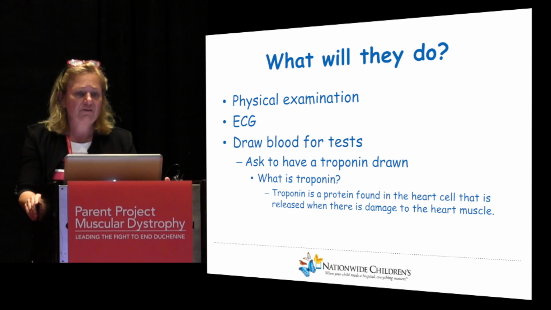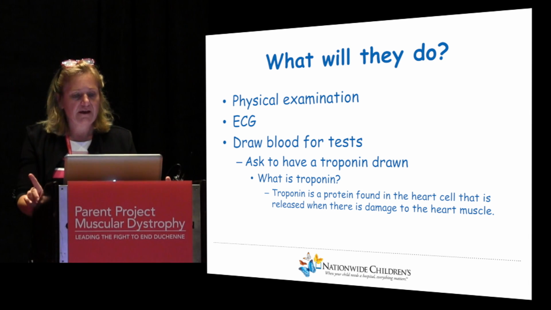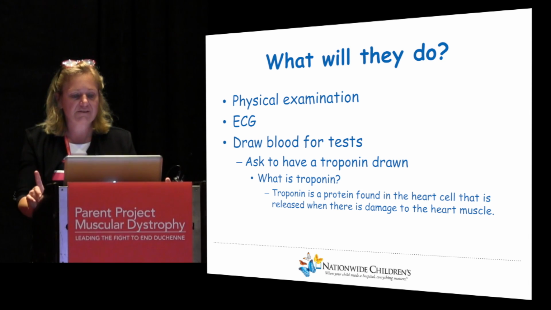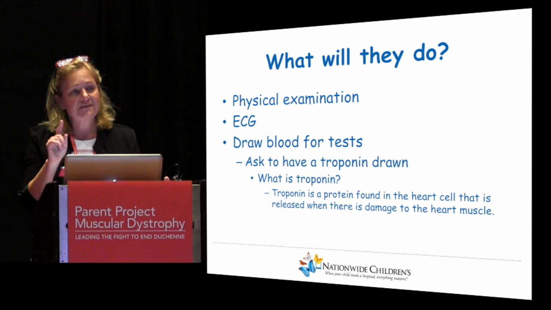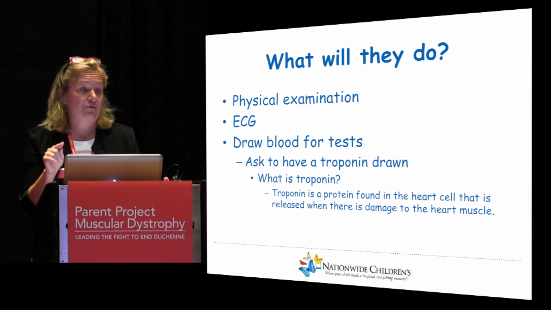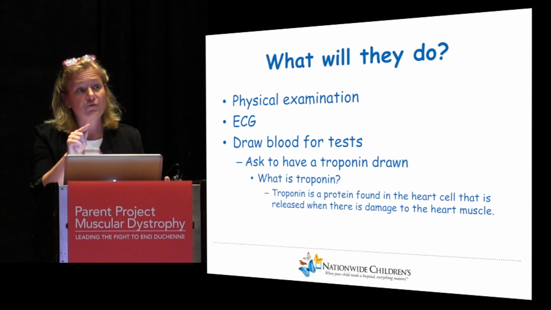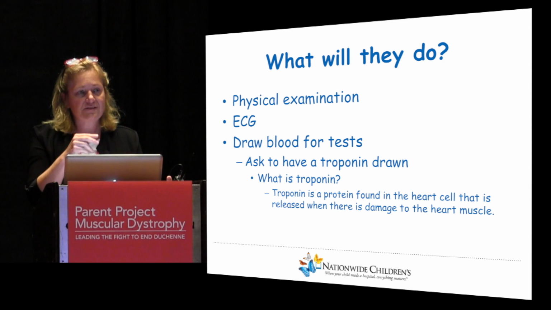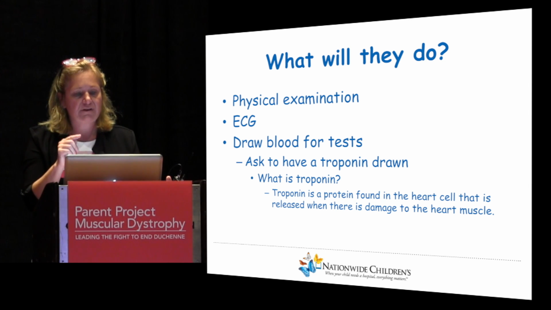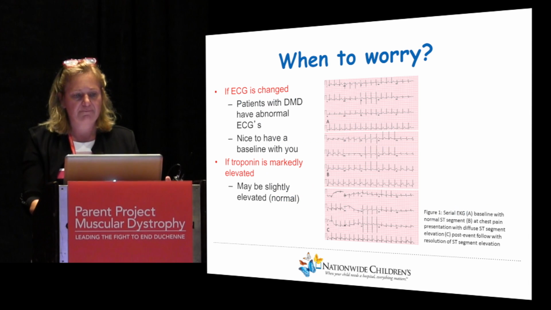So what will they do? They'll do a physical exam. We'd like them to get an electrocardiogram. We'd also ask them to draw blood for tests. And I would specifically ask to have a troponin drawn. And so what is troponin? Troponin is a protein found in the heart cell that is released when there is damage to that heart muscle. And so this is a protein that's specifically drawn in patients who they do think are having a heart attack, or they do think are having some sort of injury to their heart muscle. So I think the things that you'd want are an EKG and a troponin level drawn, and you want to make sure they do a good physical exam.